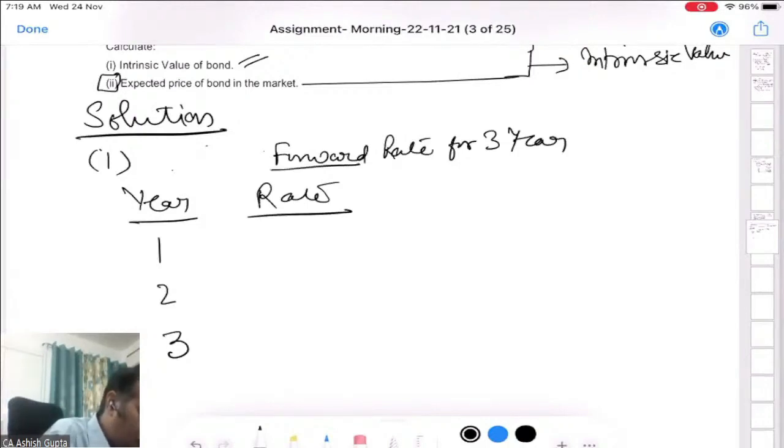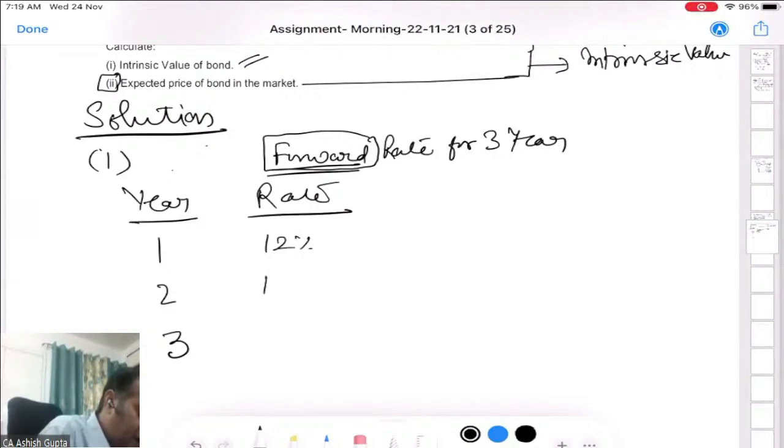Now, student, please note there is a lot of difference here. The term forward rate has been used. So please remember, if we use the yield, for yield we shall use the same discounting rate. But when we use a forward rate, for different years we have different forward rates. Now I will show you how we shall compute it. First, it is at 12%.